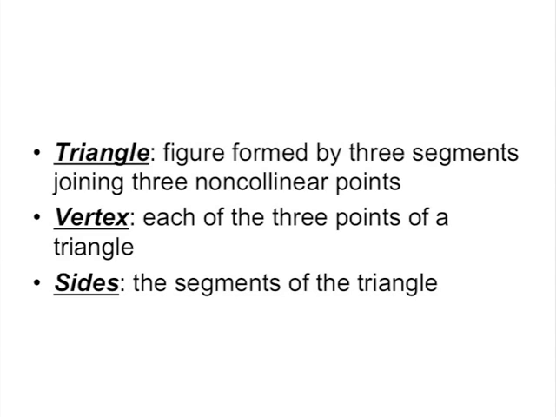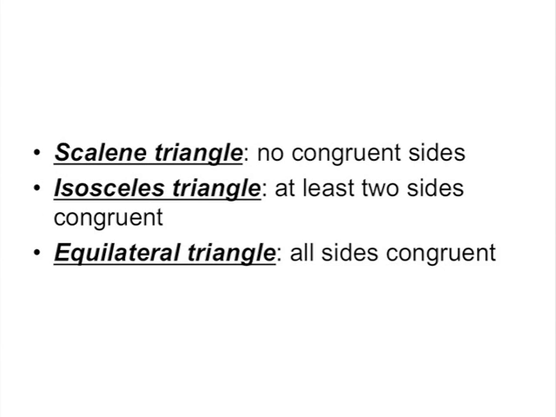A vertex is a point in a triangle. The plural of that is vertices. So we'd say a triangle has 3 vertices. We don't say vertexes. But singular has a vertex, plural vertices. The sides are the segments. So those are parts of a triangle.